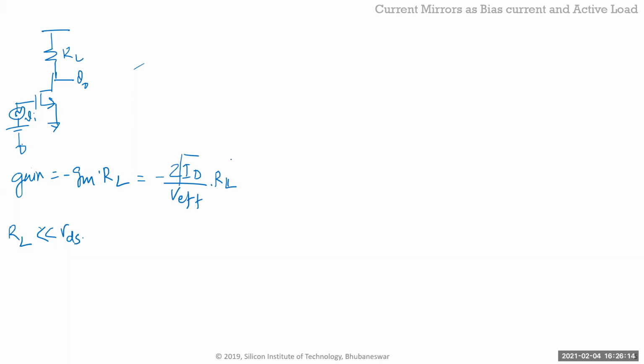Now this ID RL, this is actually the voltage which is dropped from here to here, right? So that's one of the biggest problems, right? Why is it a problem? Maybe I should ask you, what's the problem?